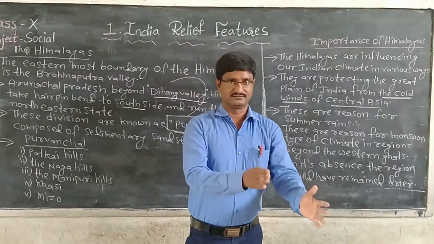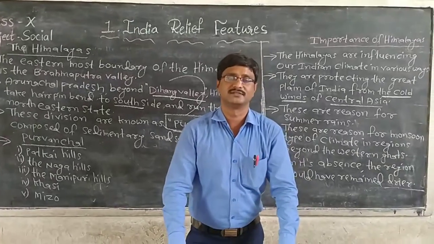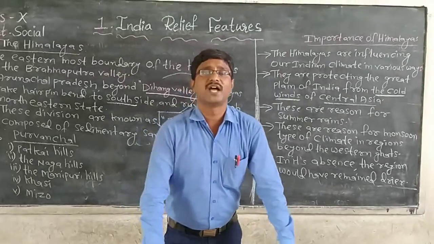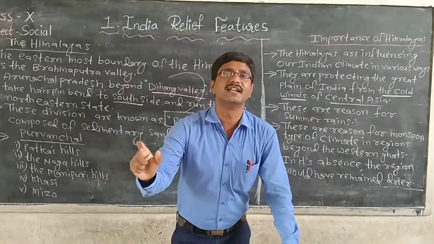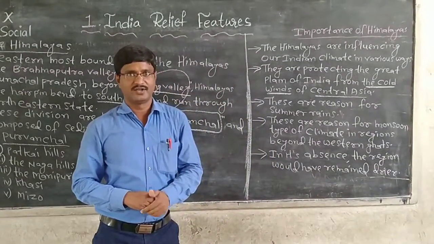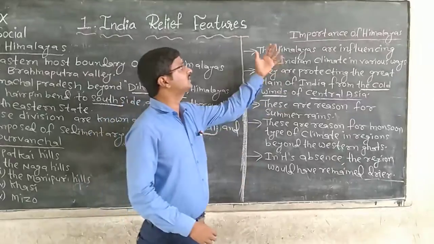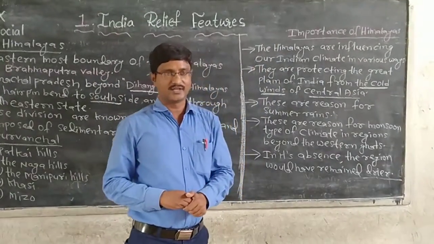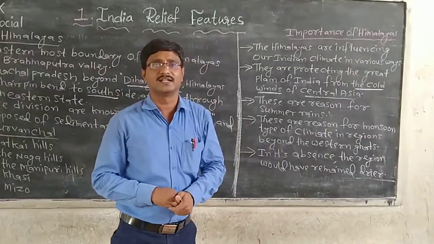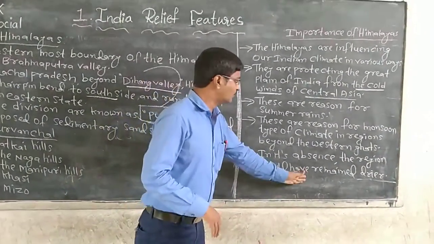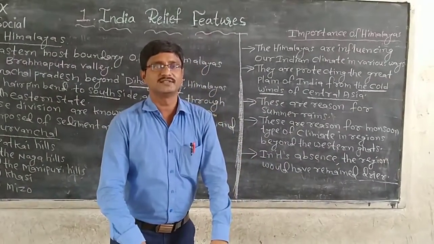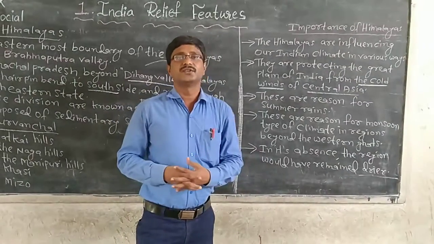If there were no Himalayas, the region beyond the Western Ghats, especially our plateau region, would have remained drier. Drier means it would have remained without any rains. Now we are getting rains because of the Himalayan mountains. Have you understood? So in their absence, if there were no Himalayas, how would this region be? The region would have remained drier. So these are the importance of the Himalayas.